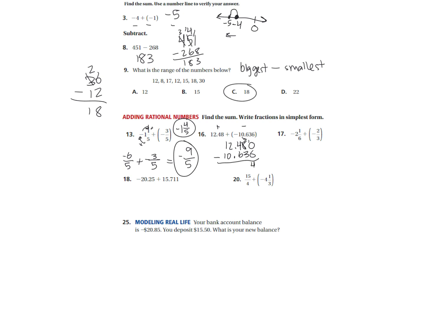10 minus 6 is 4, 7 minus 3 is 4, 4 minus 6, can't do it, so I got to borrow. 14 minus 6 is 8, 1 minus 0 is 1, and the 1s cancel out. So we get an answer of 1.884. Check to make sure the signs match up. 12.48 is the bigger value, so my answer should stay positive.